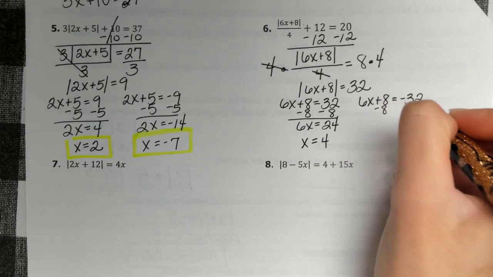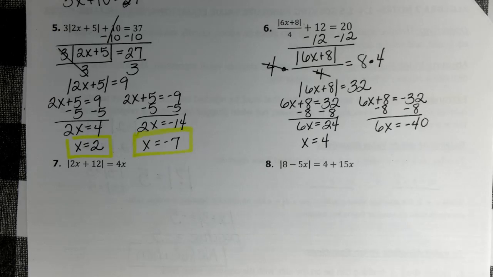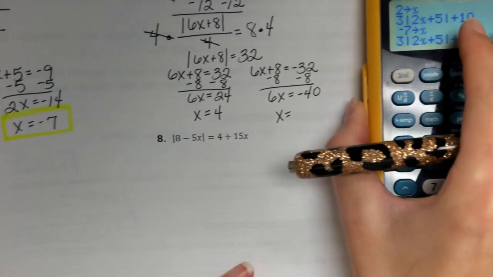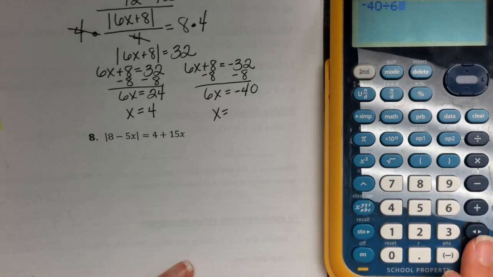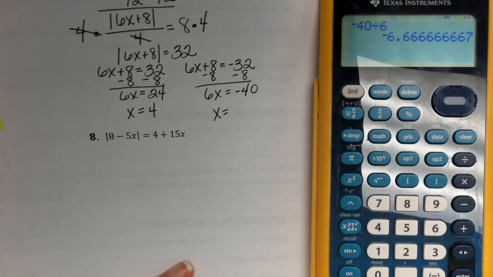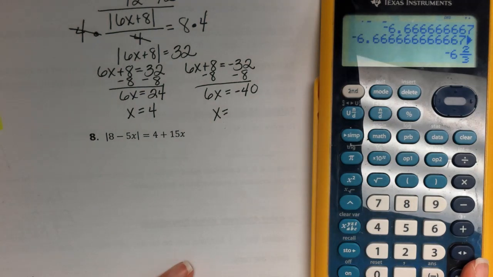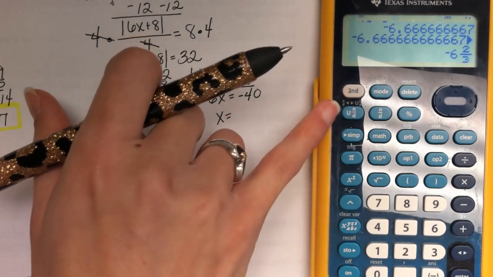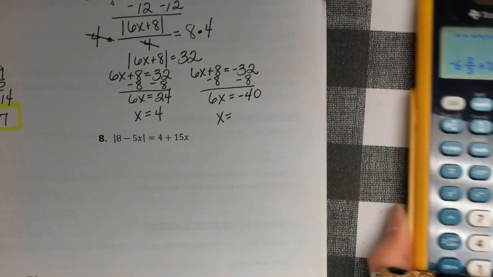Subtract my 8 again. 6x equals negative 40. Divide by 6. When you take negative 40 divided by 6, I'm just going to do this in the calculator again for you, so you get used to those buttons. I get a decimal. I don't want decimals. I want fractions. So second fraction, enter, gives me a mixed number. I don't want a mixed number. So I'm going to hit second and then what looks like a mixed number. And that will give me my negative 20 over 3.